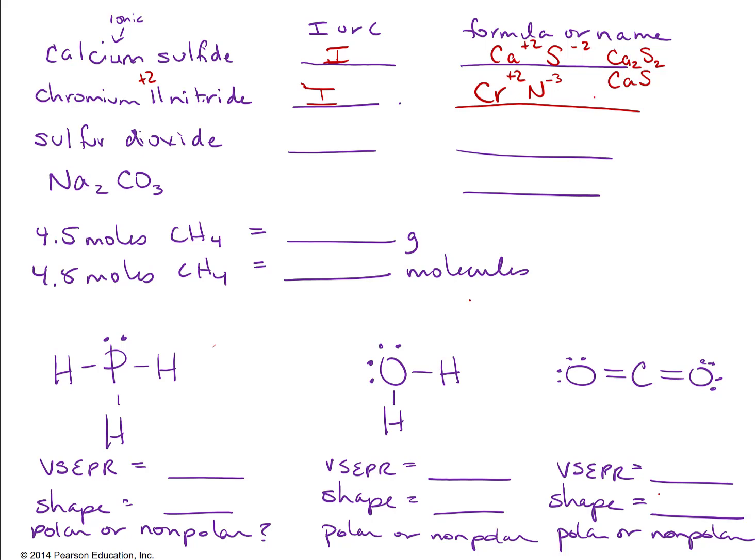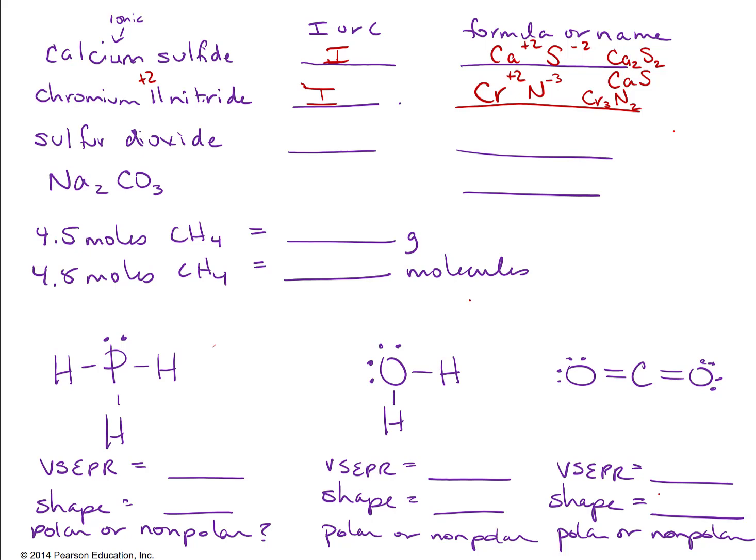This one, when you swap, what do you end up with? Other way. Remember, swap the opposite. So the charge on the chromium tells you the number of nitrogen. The charge on the nitrogen tells you the number of chromium. So it's Cr3N2. And you don't simplify that. That's as simple as you can do it.